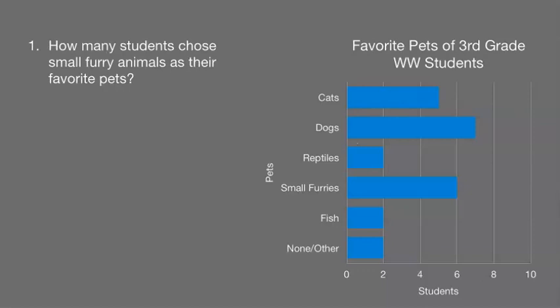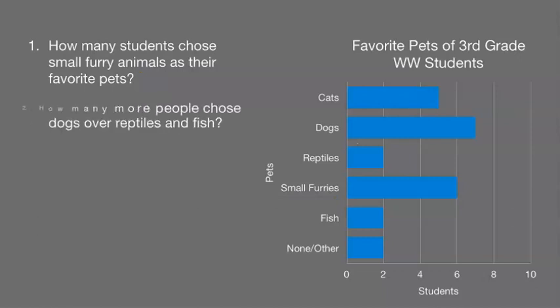How many students chose small furry animals as their favorite pets? So I'm going to find small and furry. And I see small furries. And I follow that out and I go right down. And it takes me to 6. So 6 people chose small furries as their favorite pet.